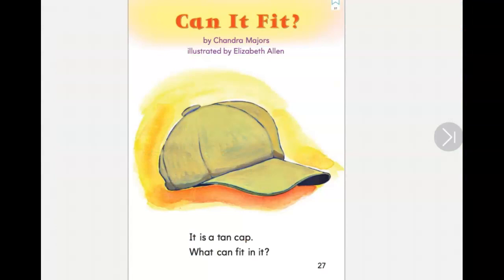Now let's read our short story decodable, Can It Fit? By Chandra Majors, illustrated by Elizabeth Allen. It is a tan cap. What can fit in it? So read it with me. Say it with me. It is a tan cap. What can fit in it?